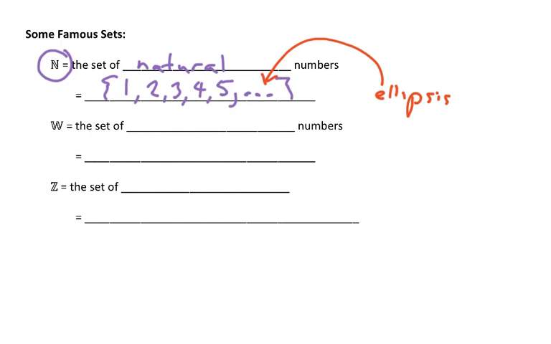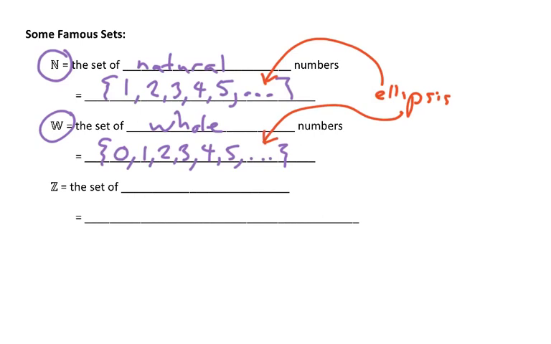2 other famous sets. W, again sort of a stylized W, is the set of all whole numbers. And the whole numbers include all of the natural numbers, but also the number 0. 0, 1, 2, 3, 4, 5, and on and on and on. Again, using the ellipsis to mean continue on in the same pattern.